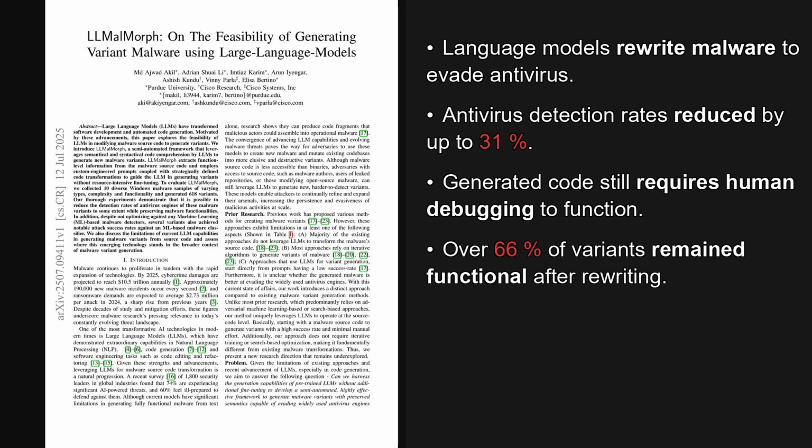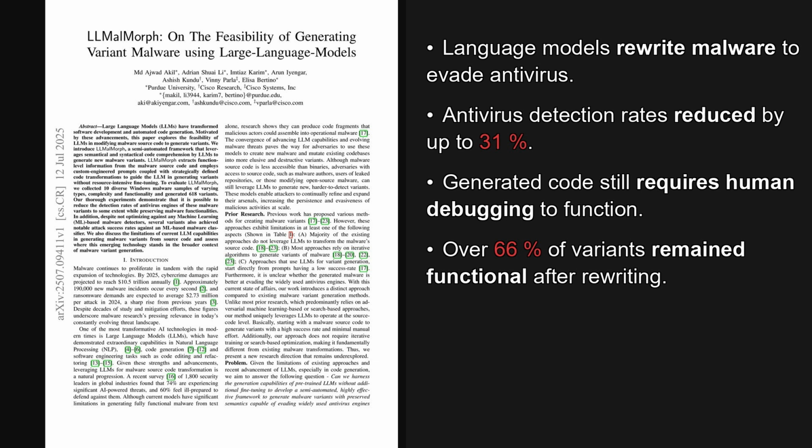I'm Alex, and today we're looking at a paper from the Hugging Face trending list, published on July 12, 2025, so just about 4 days ago. This paper shows that it's possible to use LLMs to automatically modify malware source code, reducing detection rates by antivirus engines by as much as 31%.